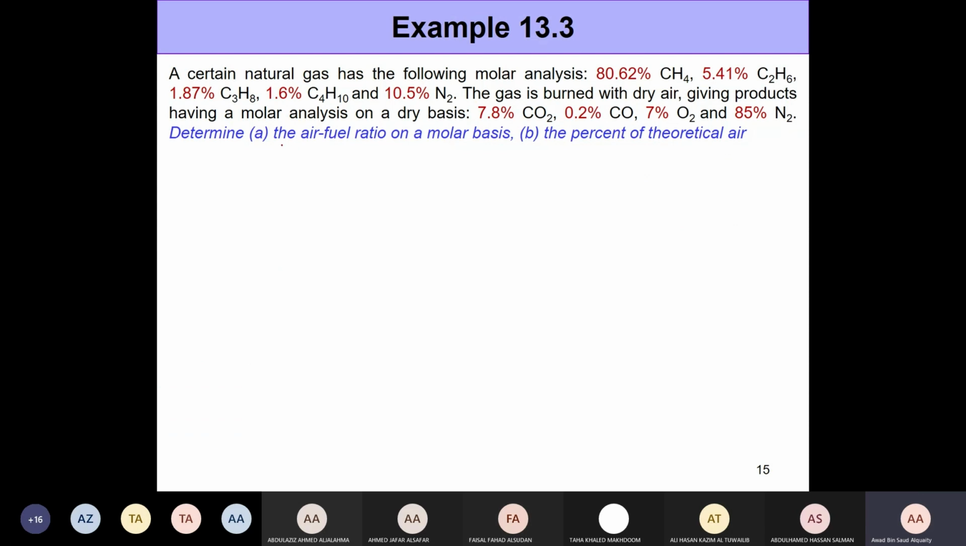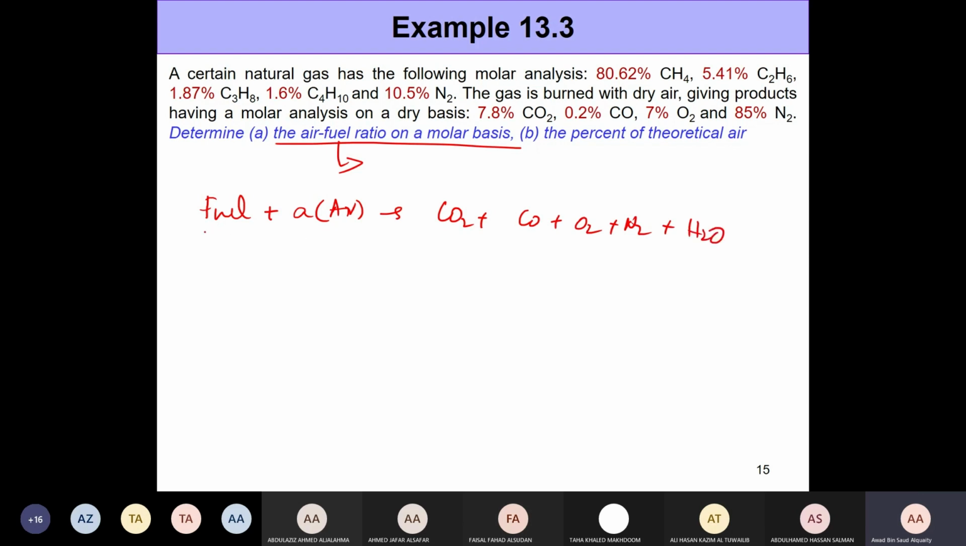When we are trying to solve this question, the first part is to calculate the air-fuel ratio on a molar basis. What this requires you to do is to first write a balanced chemical equation. You need to write fuel plus some moles of air giving rise to the products, CO2 plus CO plus O2 plus nitrogen plus H2O. This is what we need to write. Once you write this equation and balance it, you just need to find the value of A. If you're using 1 mole of fuel, then A/1 is the air-fuel ratio on a molar basis that we are trying to determine.